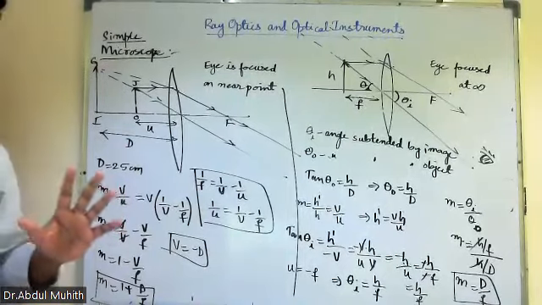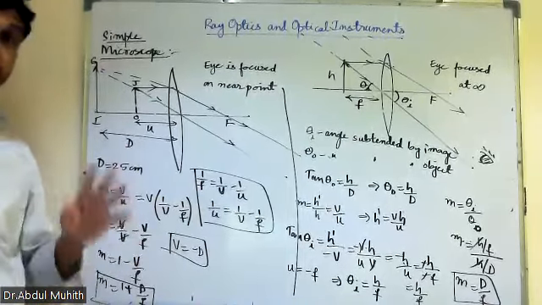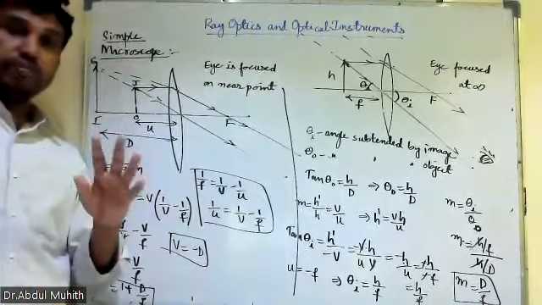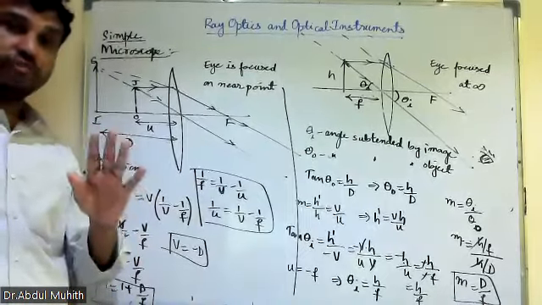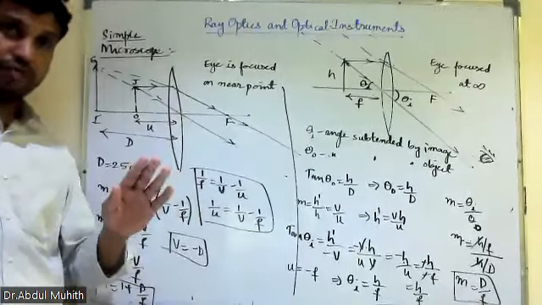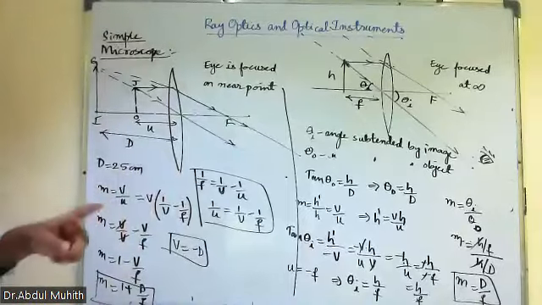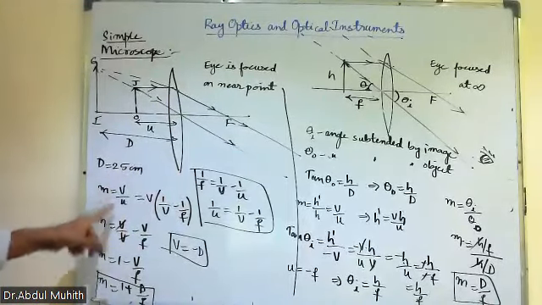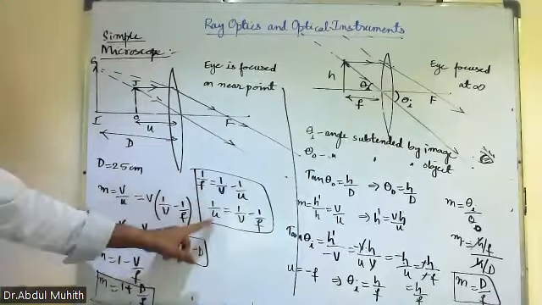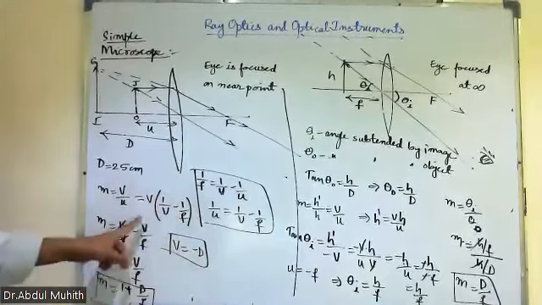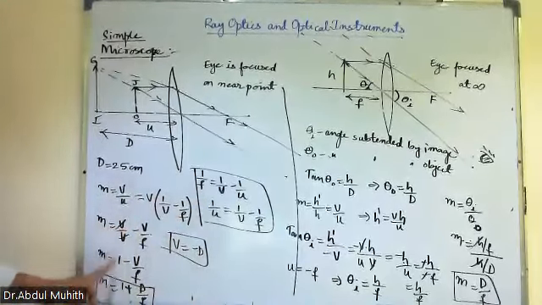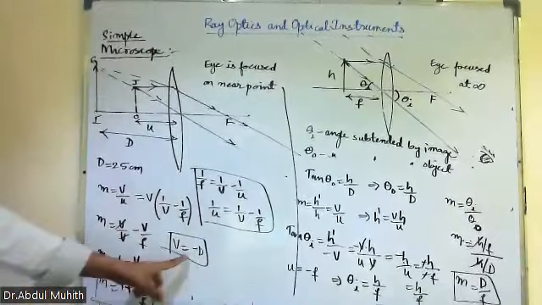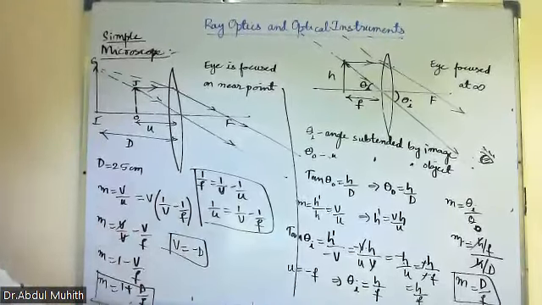What is the definition of least distance of distinct vision? The minimum distance from the eye for which the image can be seen clearly. So that is the least distance of distinct vision. The formula for M is equal to V by U, and for 1 by U you have the formula 1 by U is equal to 1 by V minus 1 by F. Then we substitute here, and we have 1 minus V by F, and V is equal to minus D. We will get the answer.